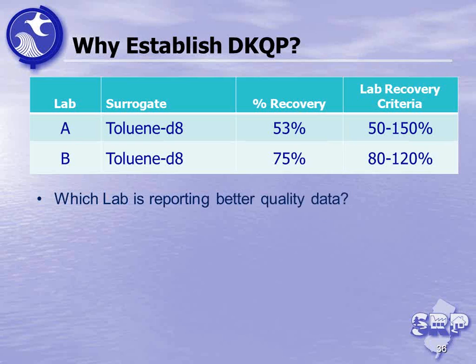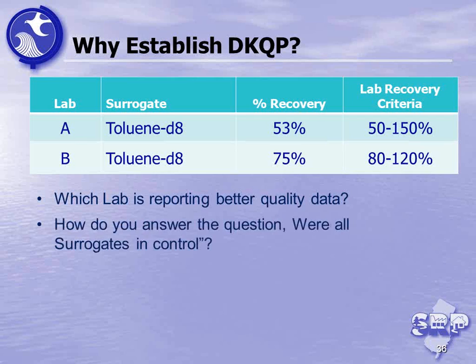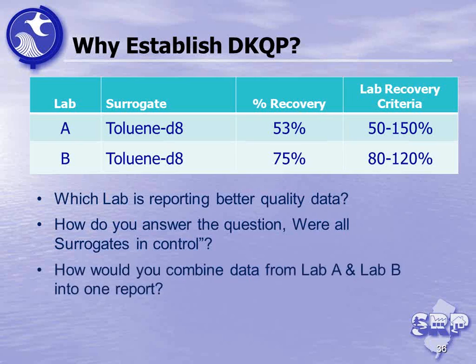What are you going to say? Is it going to be the one that had 75% versus the one that's 53, or is it the other way around? Well, how do you answer the question if you're putting lots of data together, and Dave is going to be bringing this up. If you're putting a lot of data together, how do you answer were all the surrogates in control when you have situations like this, and how do you combine data sets?